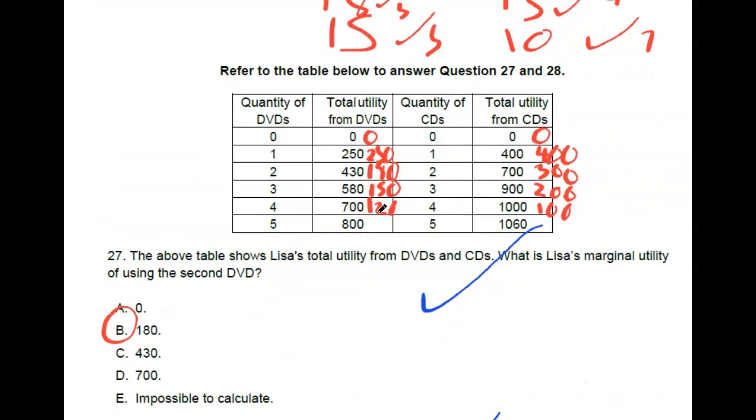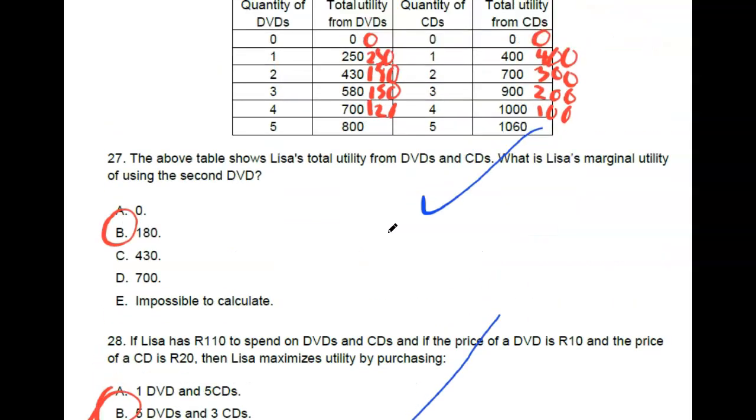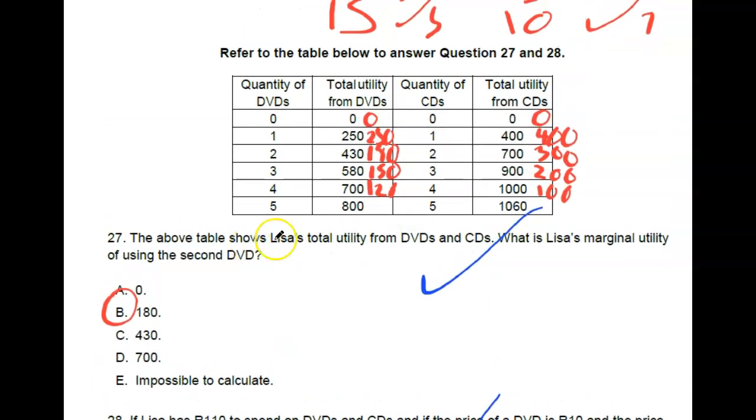27, right? Now you have to draw up the marginal utility column as I did over here, because this is total utility. For marginal utility, you find the difference. So the difference from 0 to 250 is 250, from 2 to 4 is 310, 80, and you go like that. Now, which one over here? The table above shows the total utility from DVDs and CDs. What is the marginal utility of the second DVD? The second DVD's marginal utility is 180, so that's the answer, B.